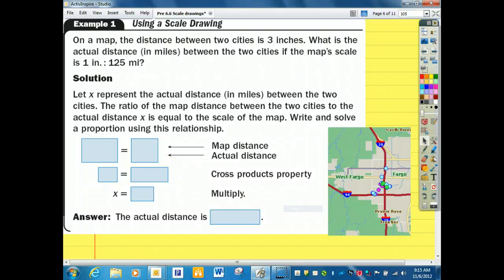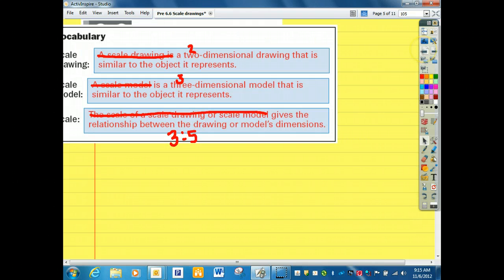All right, today's lesson is 6.6, scale drawings, pre-algebra. Example number 1. You've already gotten your vocab written. Go back and look at your vocab. A scale drawing is a two-dimensional drawing that is similar to the object it represents. So what you draw on paper, that would be a scale drawing.